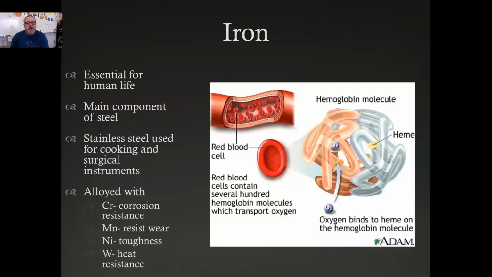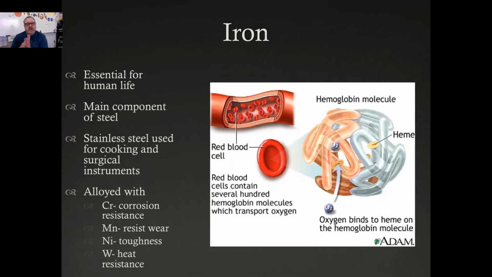Iron is one of the transition elements. It's essential for tons of stuff. We use it to help create heme groups, or blood cells in humans. Oxygen molecules are held on to by those iron molecules. It's the main component of steel. We have stainless steel, which is used for cooking equipment or surgical instruments.